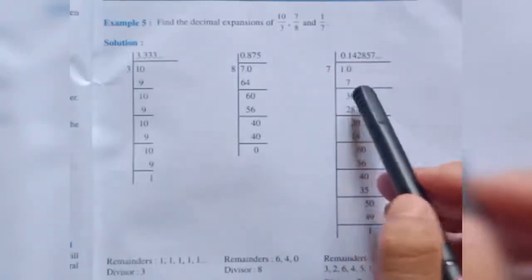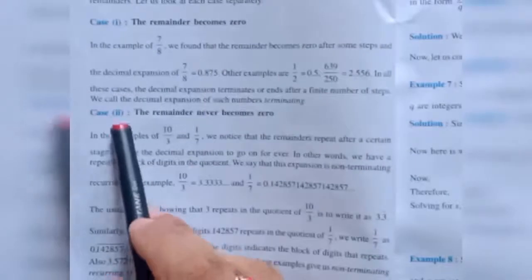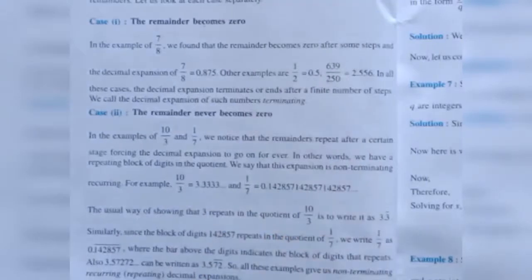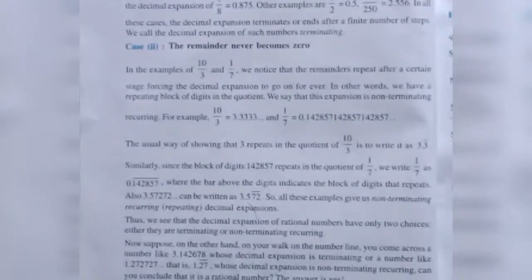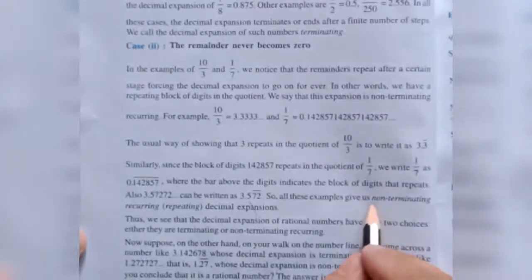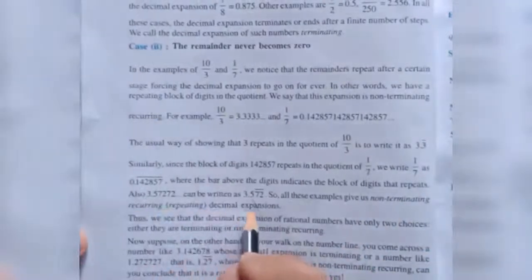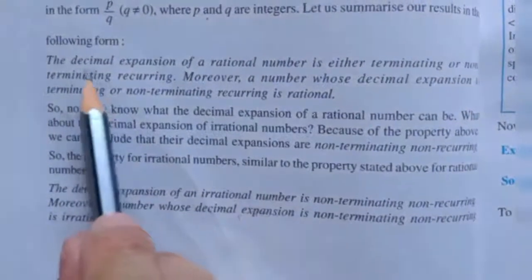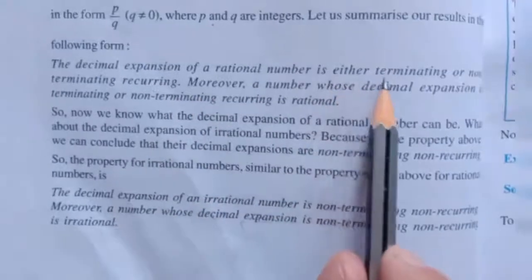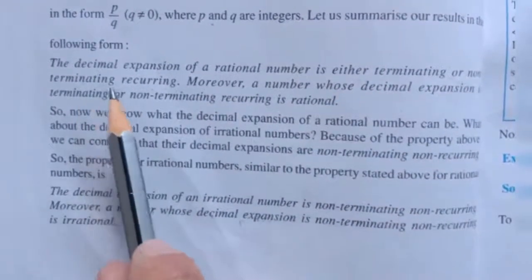So two cases arise. Case number 1, the remainder becomes 0, and case number 2, the remainder never becomes 0. When the remainder becomes 0, we term the decimal expansion of such numbers as terminating. And in case 2, when the remainder never becomes 0, we term the decimal expansion of such numbers as non-terminating recurring. From the above two cases, we can summarize our result: the decimal expansion of a rational number is either terminating or non-terminating recurring.